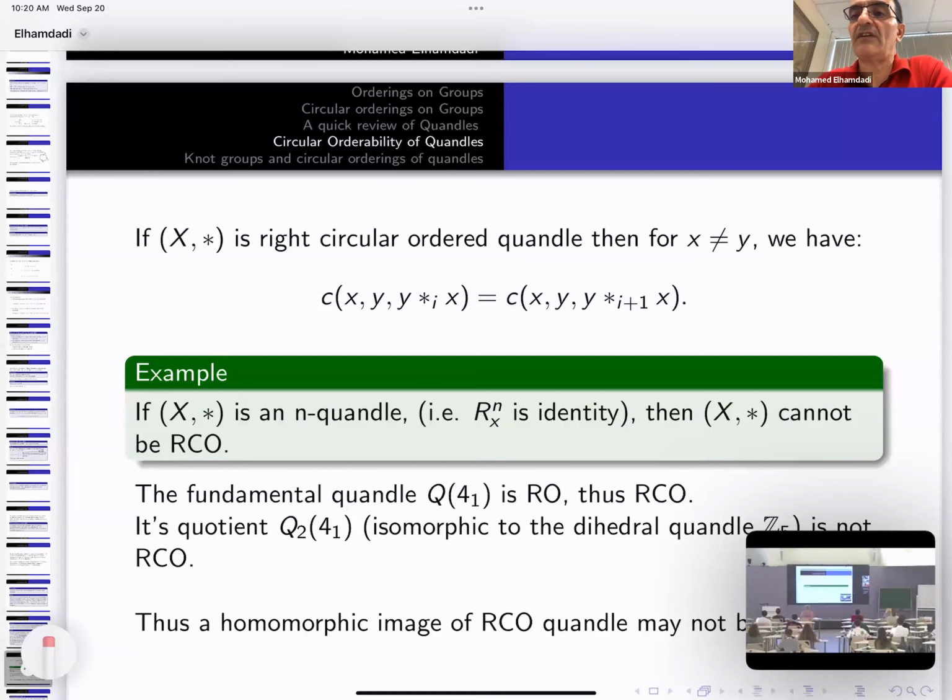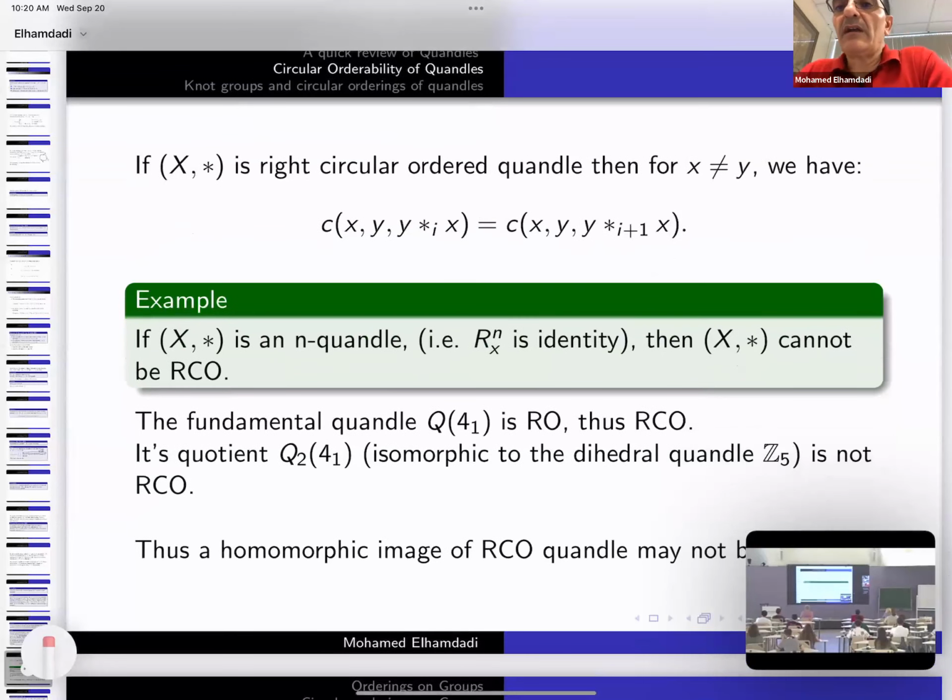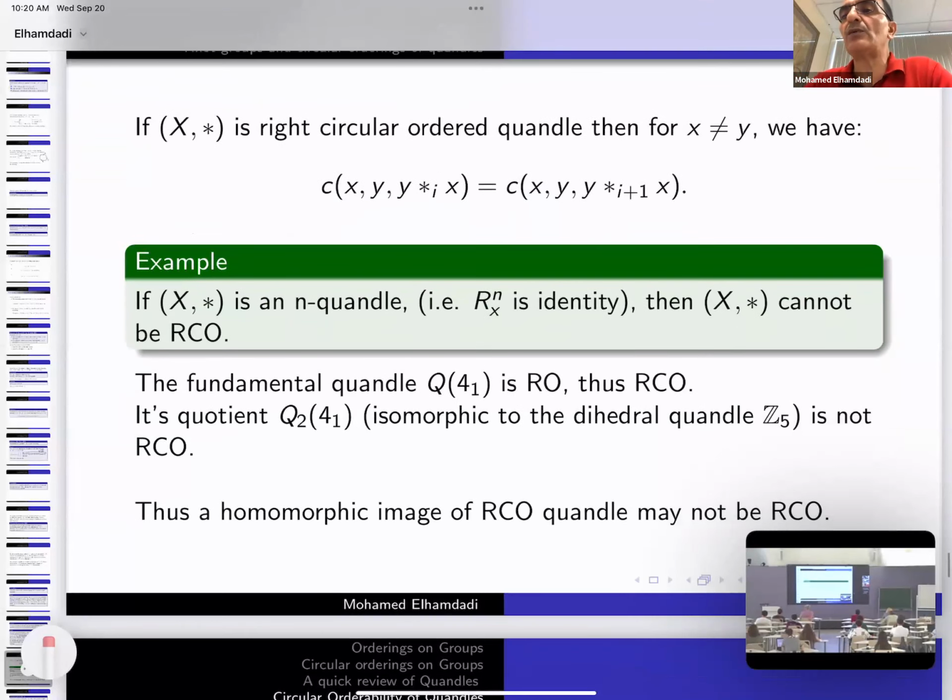It's inductive. Now, an n-quandle is a quandle such that right multiplication by every element has order n. If you raise it to the power n, it's the identity, meaning y star x, applied n times, you go back to y. Then the quandle cannot be right circular orderable. And it uses the induction.